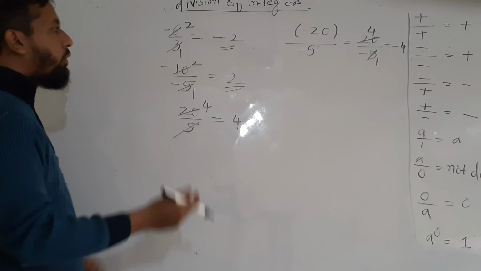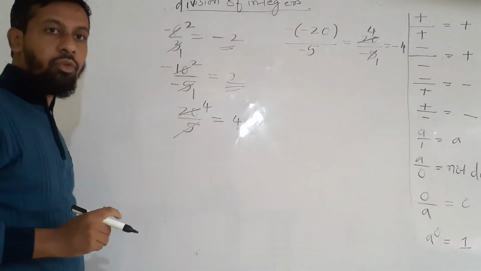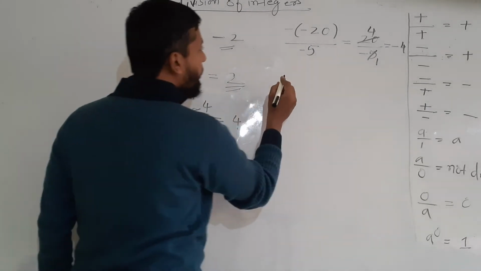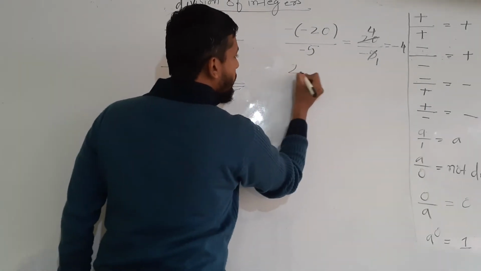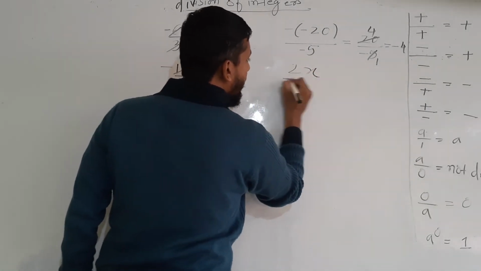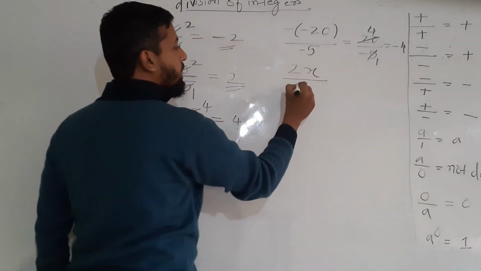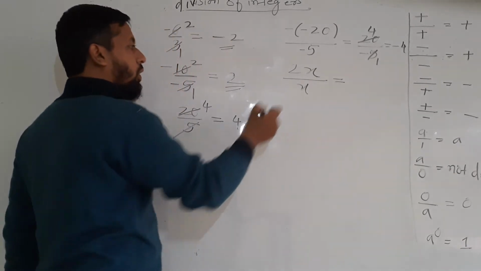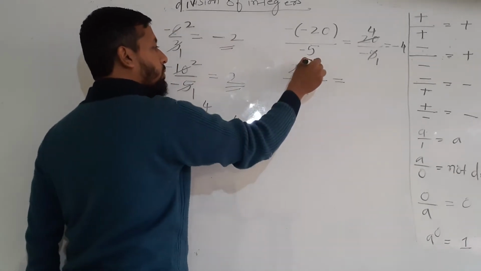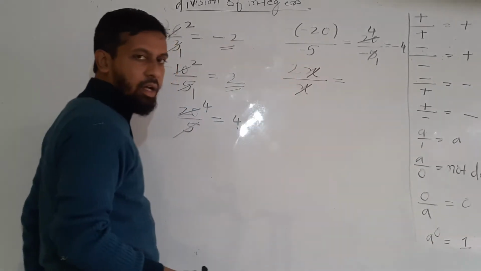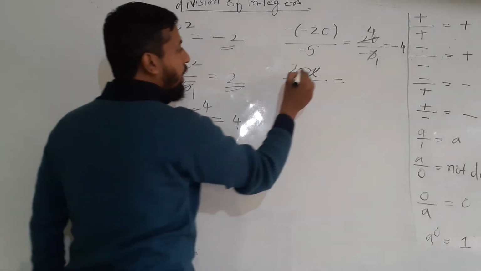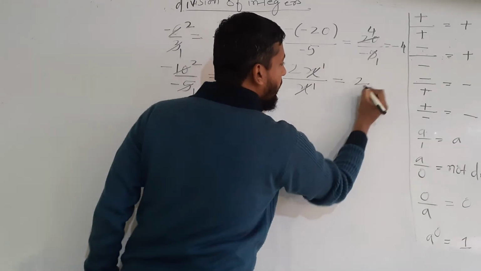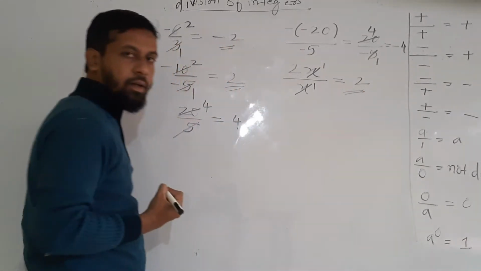Now we will see some of the questions on variables also. Suppose 2x divided by x. What will happen? This x ones are x, x ones are x, they get cancelled. 2 into 1 is 2. This will be the answer.